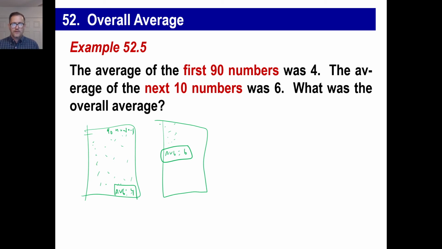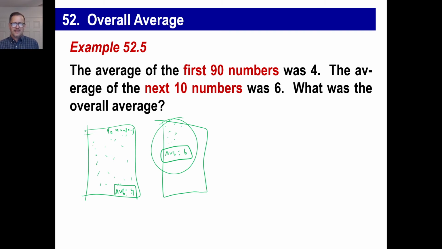Well, the tempting thing to do is go, oh, it's right between 4 and 6. 5! But if you think about that for a second, there's so many numbers here that average up to be 4, and there's only a few numbers here that average up to be 6.